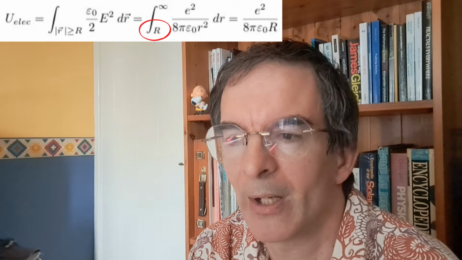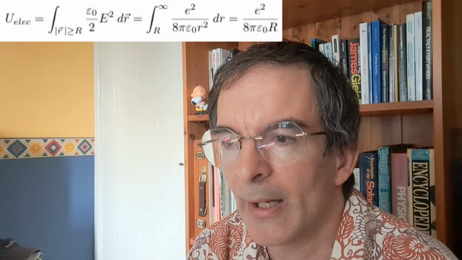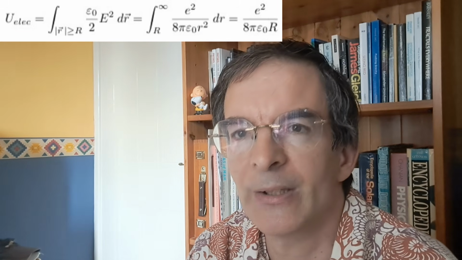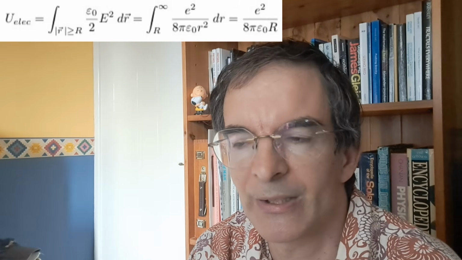So it's the integral from r, which is the radius of the solid part of it, out to infinity of E squared over other things, divided by r squared. And if you multiply all this out, you do the integral, you get e squared over 8 pi epsilon naught r. So the energy of the electron increases as its radius decreases.